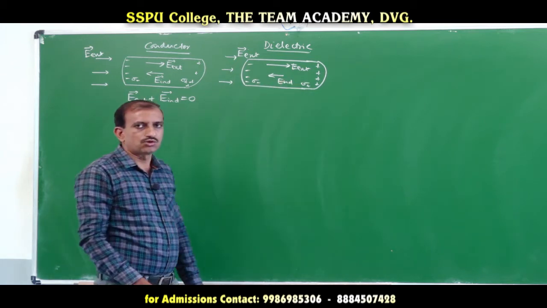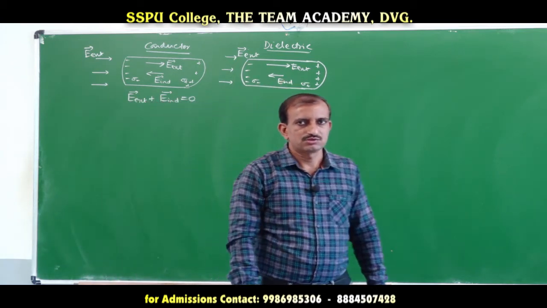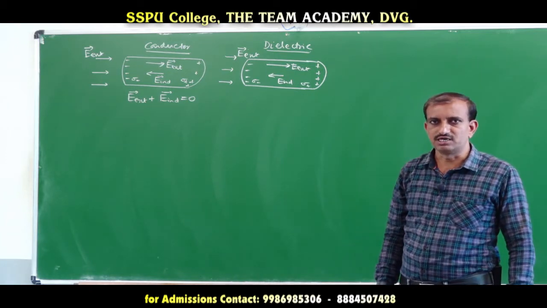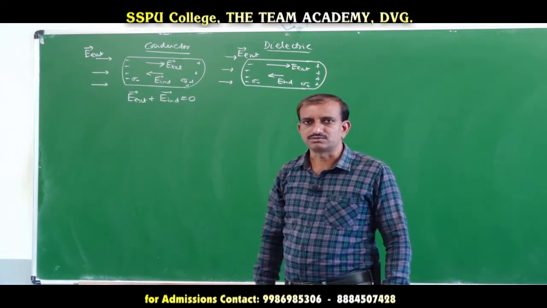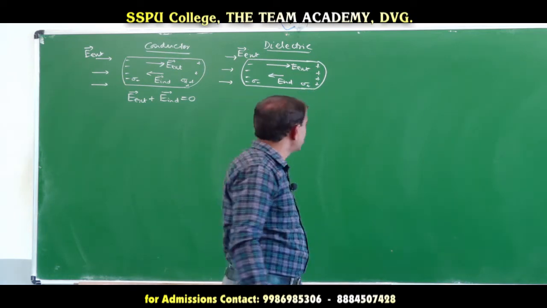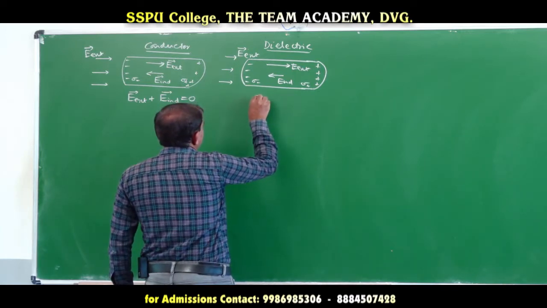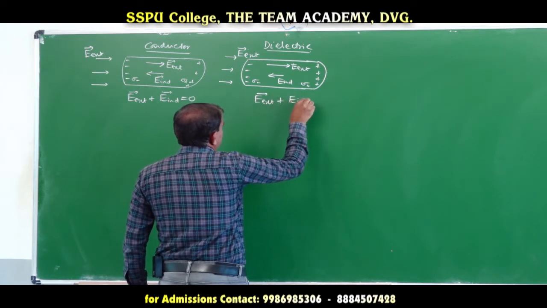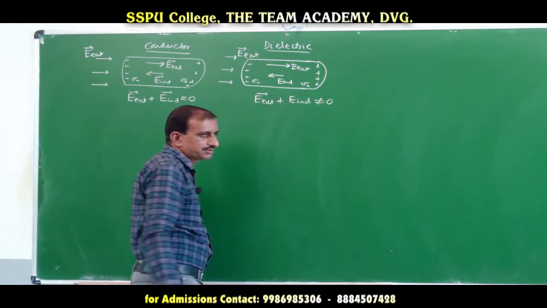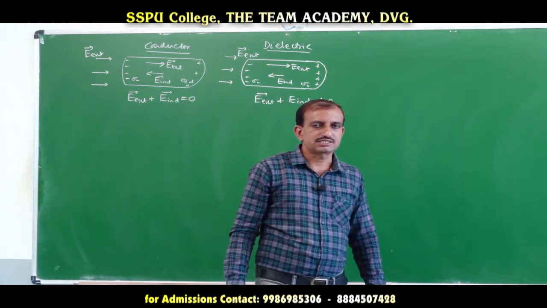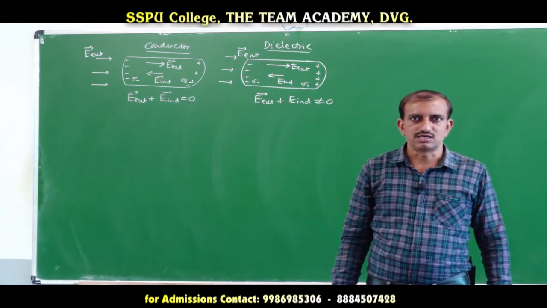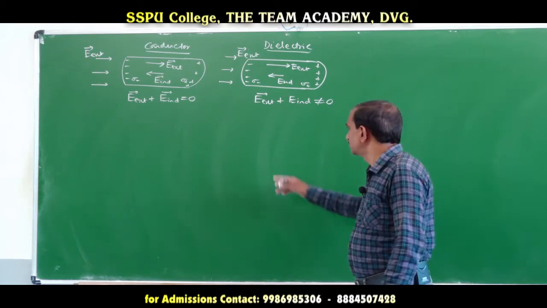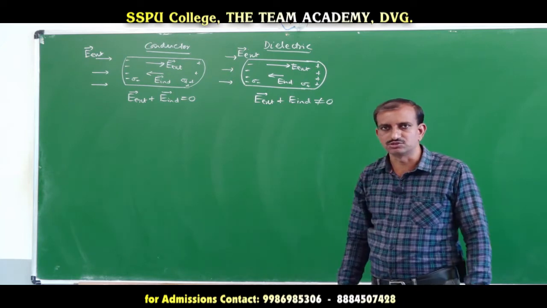Now, when a dielectric material is placed in an external electric field, the total electric field inside the dielectric is not equal to 0. E external plus E induced is not equal to 0. Therefore, the presence of the external electric field reduces the electric field inside the dielectric slab by an amount equal to E external minus E induced.